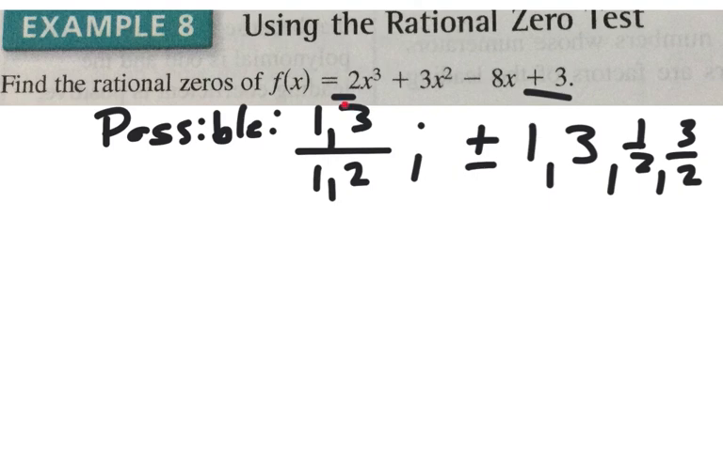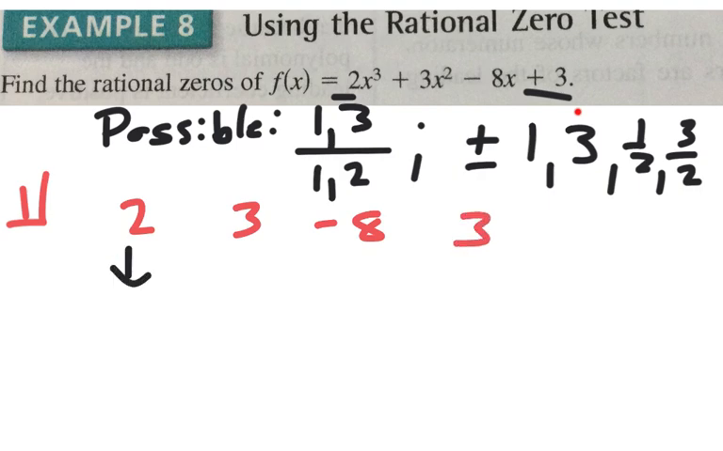So when I look at my original, that will not factor by grouping. So I know factoring is out. So the only thing I have that will work is synthetic division. So I'm going to start with a 1 because why not? So I've got 2, 3, negative 8, and 3. I bring down the 2.